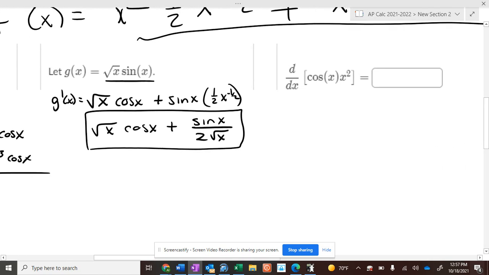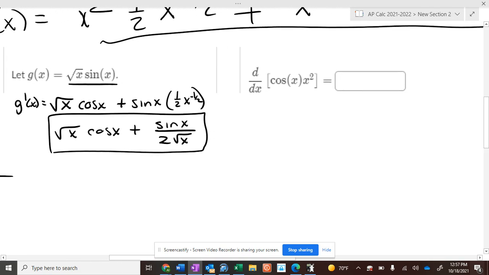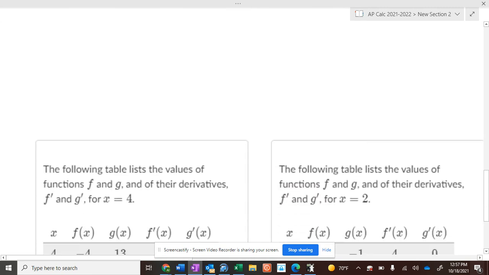I don't know if they'll let you keep the square root on the bottom or not. We'll see when the first person gets it right or wrong. They'll let everybody else know. Okay, so we can do that, right?